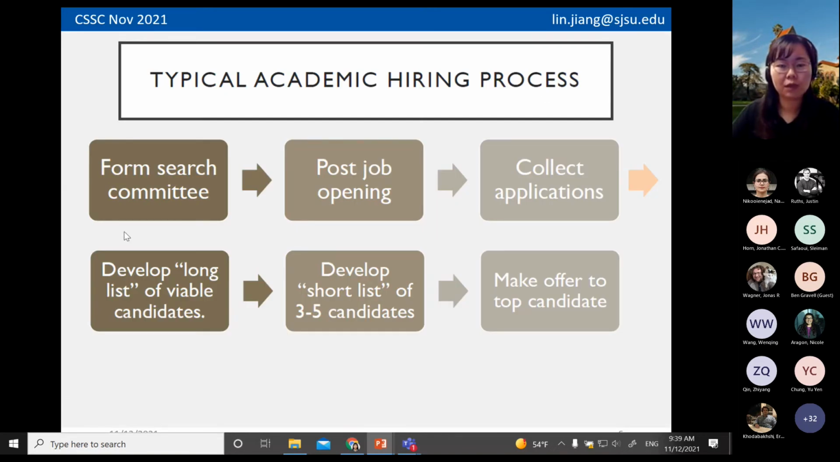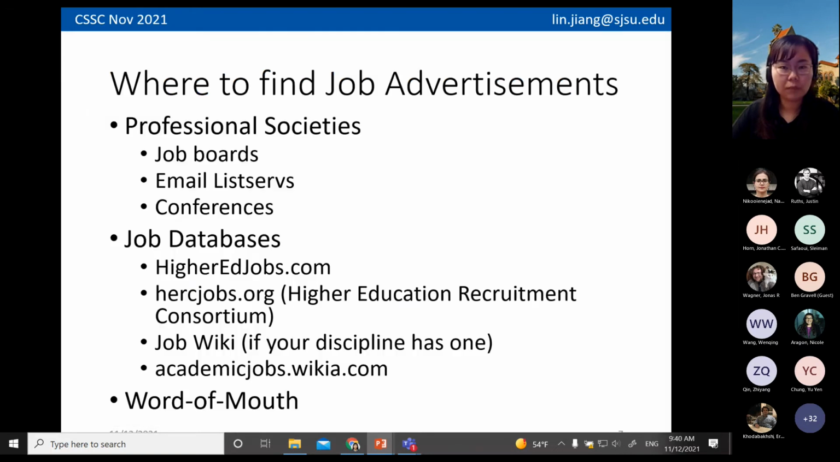So the typical hiring process is that the search committee in a school posts a job opening and then collects applications. They have a soft or hard deadline for application materials, usually at the end of fall or beginning of January. And then they develop a long list, usually about 12 to 15 candidates out of the applications. Then they become a short list after phone interviews. The short list is usually when you step onto a job interview. So you do a research seminar and a teaching seminar in a job talk, and then they make an offer to their top candidate.